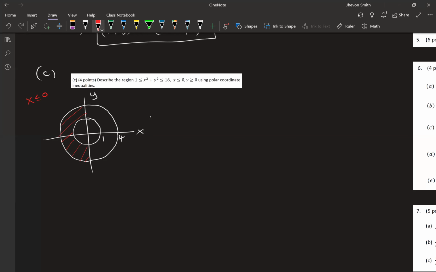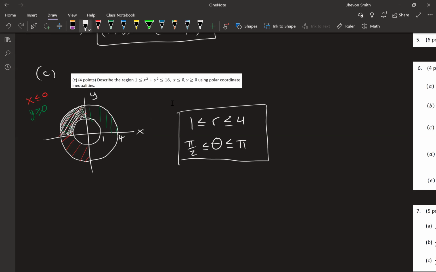And at the same time, I want my y to be greater than or equal to 0, which means I want to be above the x-axis. And so you fill in the region that would be doing both of those at the same time. So that's the part we care about there. And at that point, it shouldn't be too hard to give a bound for the r and a bound for the theta. We cover the entire second quadrant so that theta goes from pi over 2 to pi. And our r values go from 1 up to 4, which is the distance from the origin. And so that's how I would describe that with inequalities.